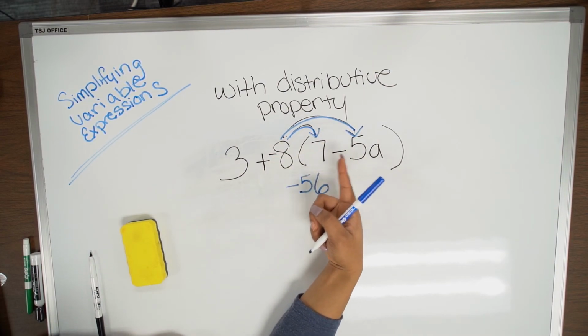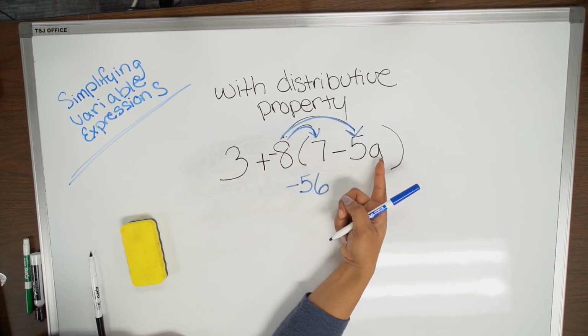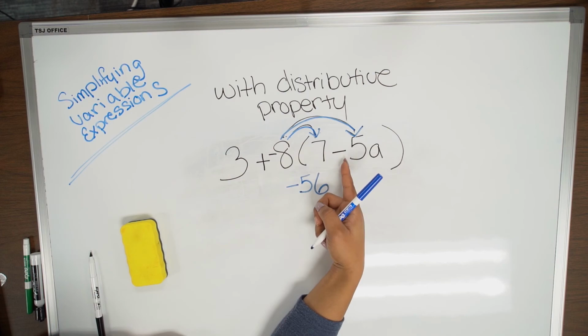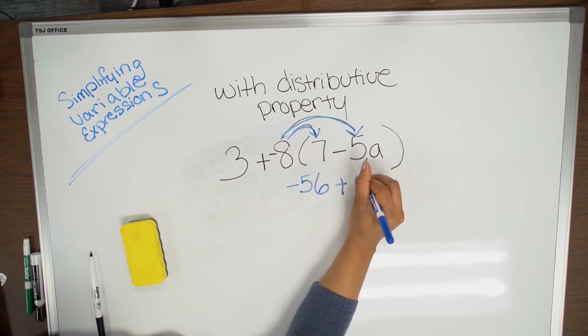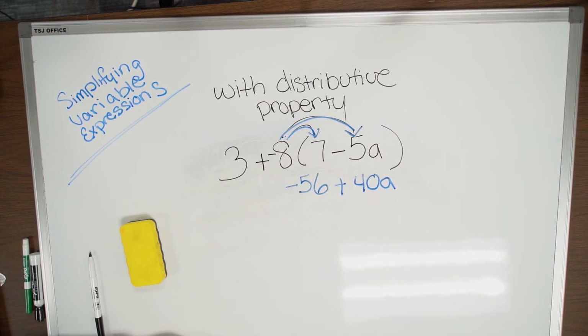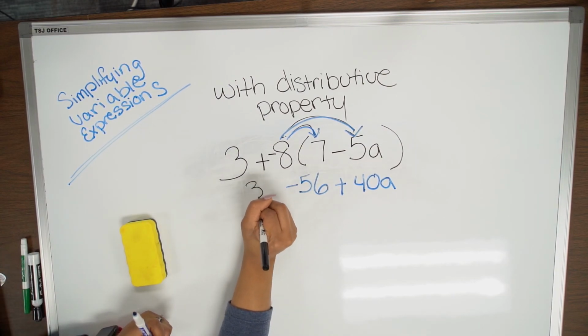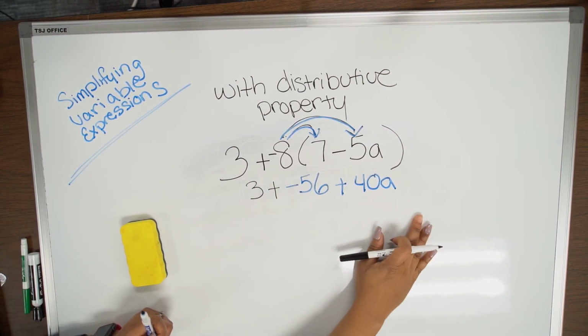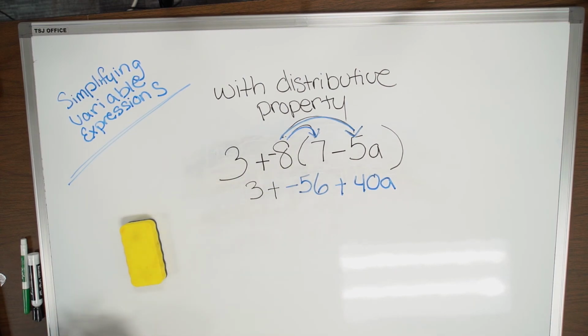And then we need to distribute the negative 8 again. So we have negative 8 times negative 5a. Negative times a negative is a positive. 8 times 5 is 40. So that's plus 40a. You just bring the a down. Okay? And then we need to not forget the 3. So right now, this is our problem. The blue signifies the distributive property.